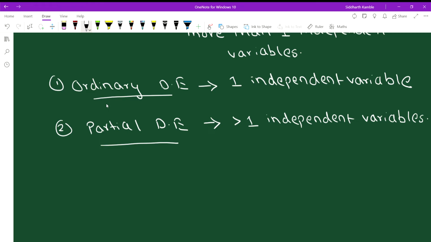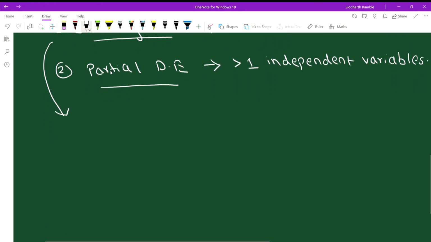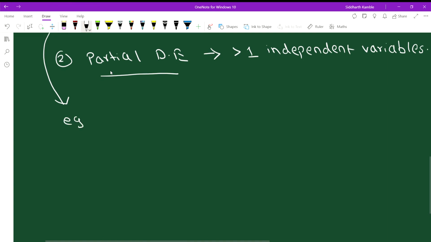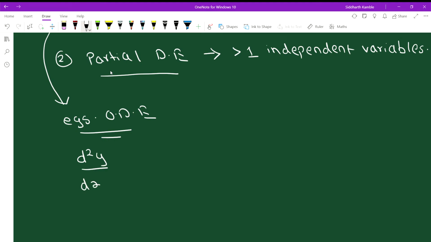Now let us see an example of ordinary differential equation. In this example of ordinary differential equation, as I said, we have only one independent variable. So, let me write an equation. This is an example of ordinary differential equation: d2y by dx2 plus dy by dx is equal to 3 cos x.